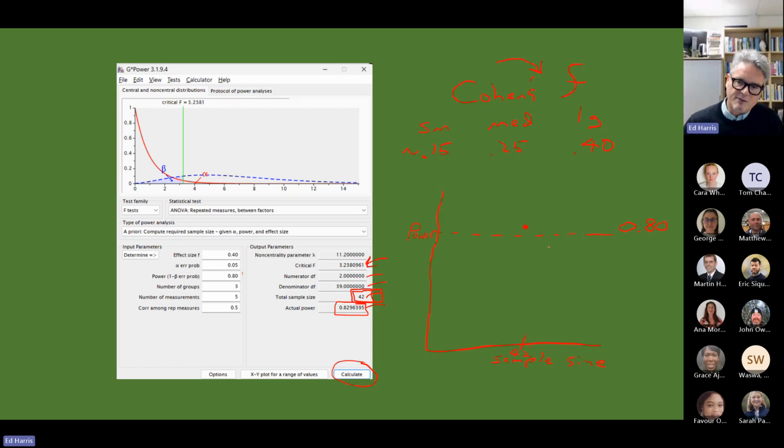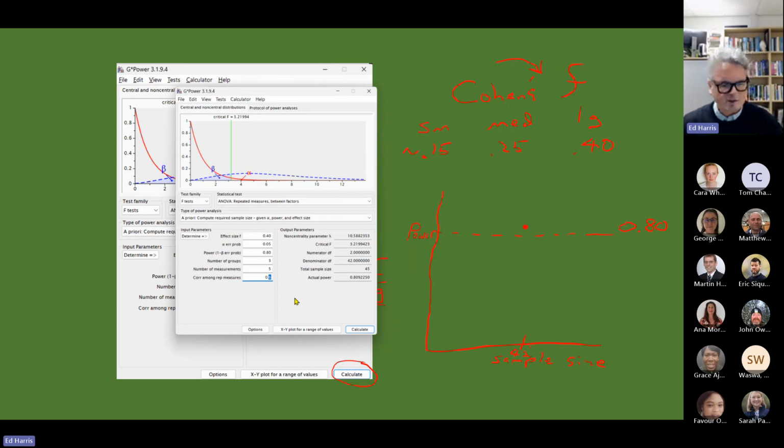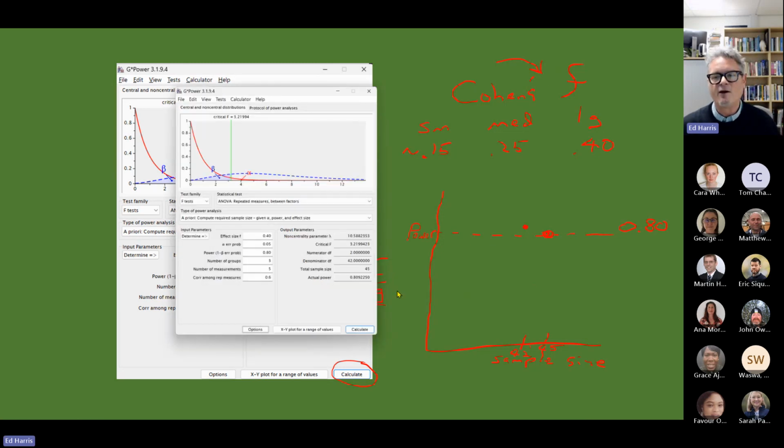And what I can do is begin to build, if I change the correlation amongst the reps, I just bring back G*Power. If I change the correlation amongst reps here to exactly 0.5, it brings us up to 42 where we are. And if I make it 0.6 and I calculate, it brings us to 45, and that's at 80% power. 45, and so forth. And we could have a couple of lines on this graph to allow the researchers to choose the line that they want the most.